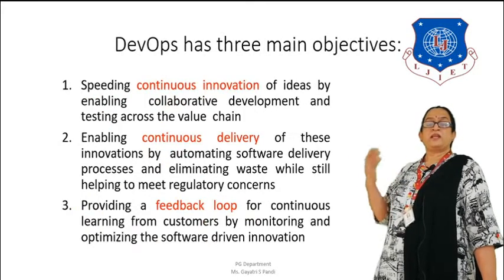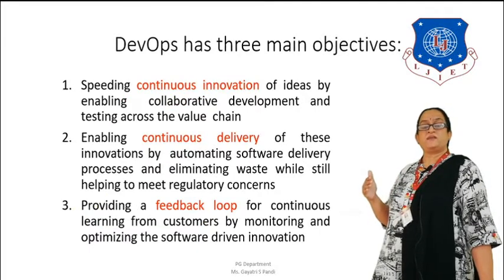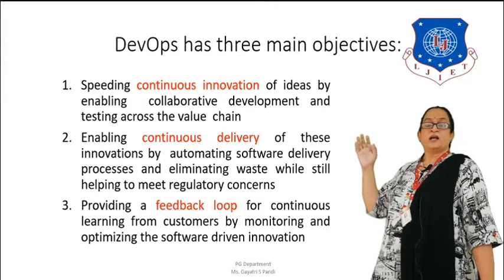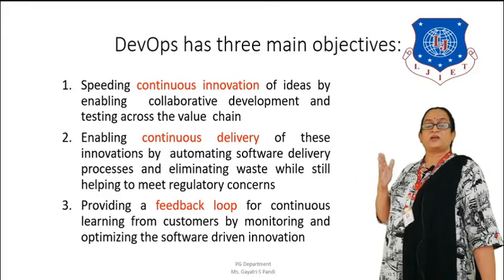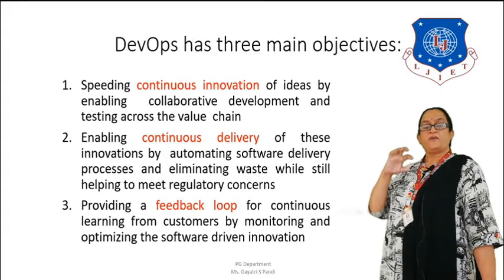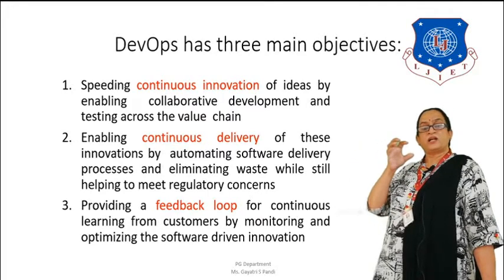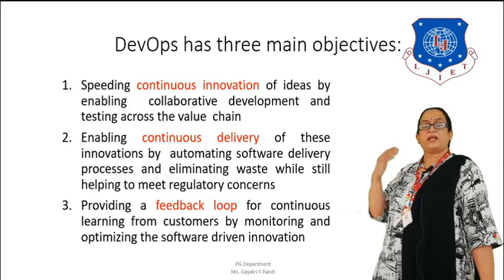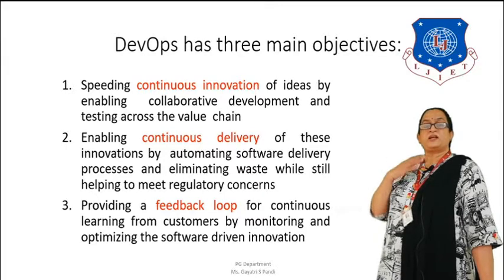So there are basically three main objectives for DevOps. It is continuous innovation, continuous delivery and feedback loop. So speeding continuous innovation of ideas by enabling collaborative development and testing across the value chain. So you have to have a continuous innovation of ideas. That is the main objective of DevOps. If you have continuous innovation of ideas, then you can enable better collaboration, development and also testing across the value chain.